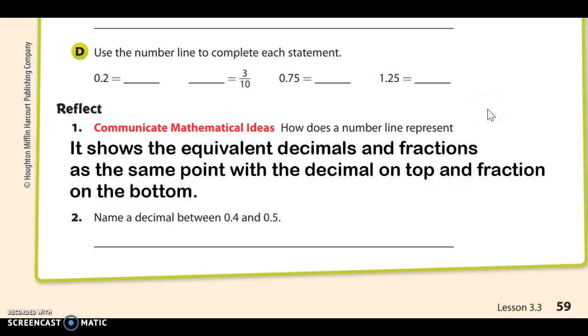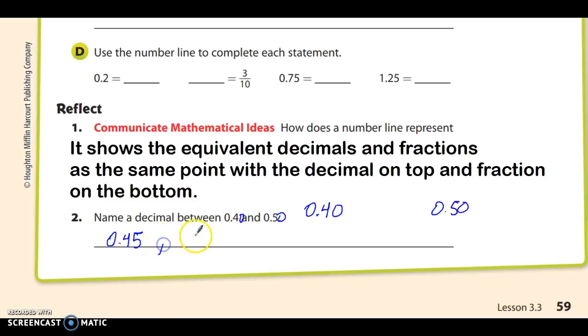In question number 2, it says name a decimal between 0.4 and 0.5. Some kids would look at that and say, well, that's not possible. There's nothing between a 4 and a 5. But this is the kind of thing where you need to think about it as, is there something between 40 and 50? All you have to do is annex a 0 to the end of that and the end of that, and then the answers become unlimited. The one exactly in the middle would be 0.45, but there's tons of answers.